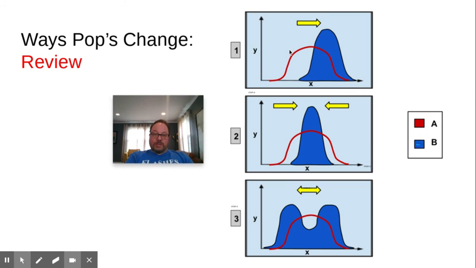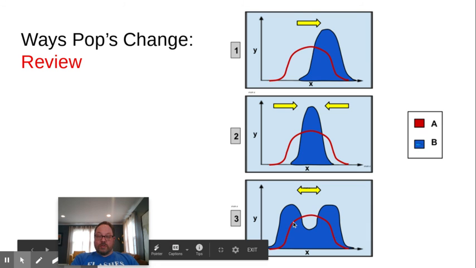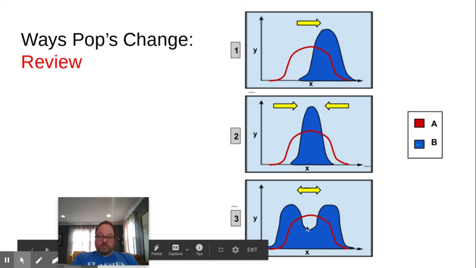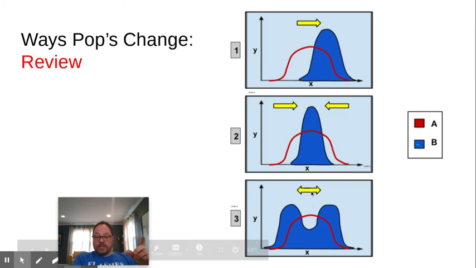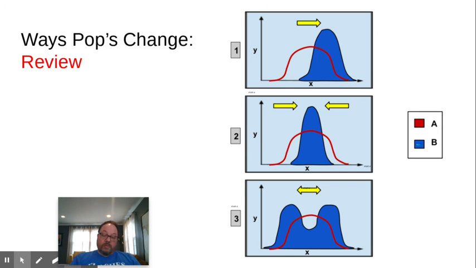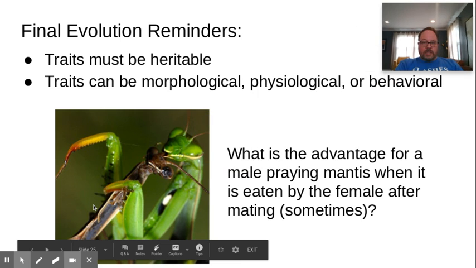So here is a way to visualize these graphs. Red, again, is the starting population where most individuals are average. Here, with directional selection, the population moves in one particular direction. With stabilizing selection, the population moves toward the average. And with disruptive selection, it moves in two opposite directions. So directional selection and disruptive selection tend to lead to bigger changes that can cause things like speciation, the development of new species. All right, final ideas here.